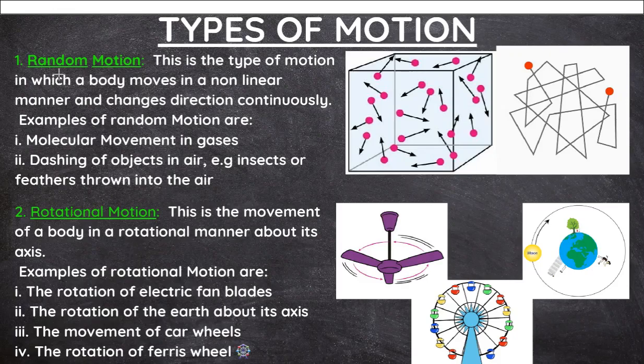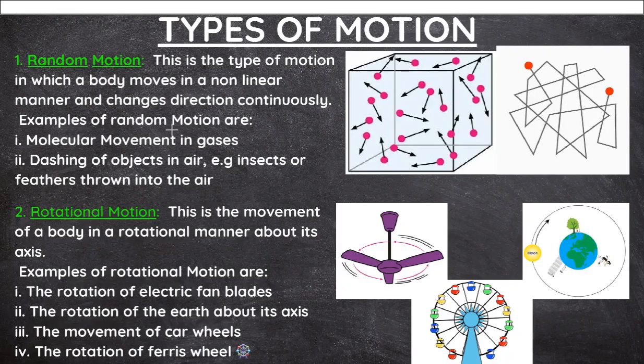The first one is random motion. Random motion is a type of motion in which a body moves in a non-linear manner and changes direction continuously, aka the body moves zigzag. Now look at this picture right here. As you can see, these molecules are moving randomly, and this particular body or object is moving in a non-uniform manner, moving anyhow.